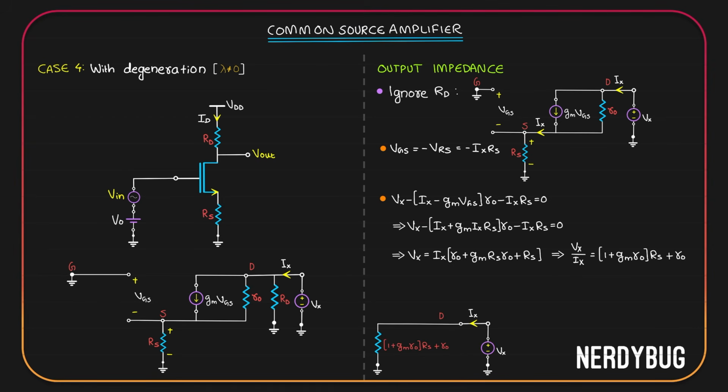Let us now introduce Rd. What will be Vx by Ix in this case? It's very simple. All we have is these two resistances in parallel to each other. So the equivalent resistance is going to be Rd parallel to 1 plus Gm R0 multiplied by Rs plus R0.